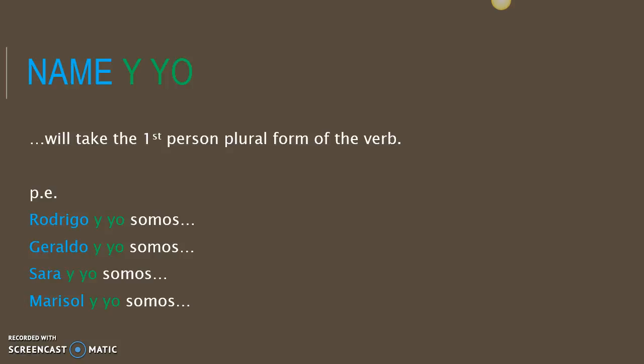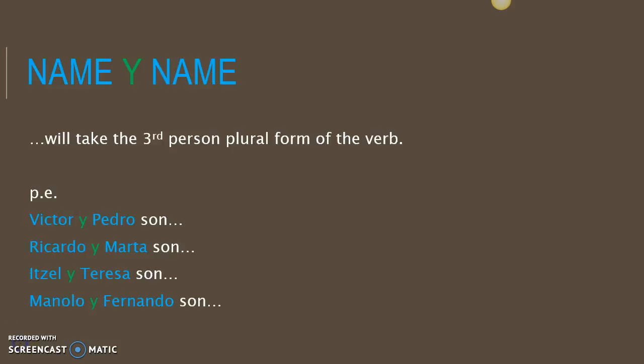When your subject is someone's name, yo, you will use the plural first person form of the verb ser. Por ejemplo, Rodrigo y yo somos. Geraldo y yo somos. Sara y yo somos. Marisol y yo somos.